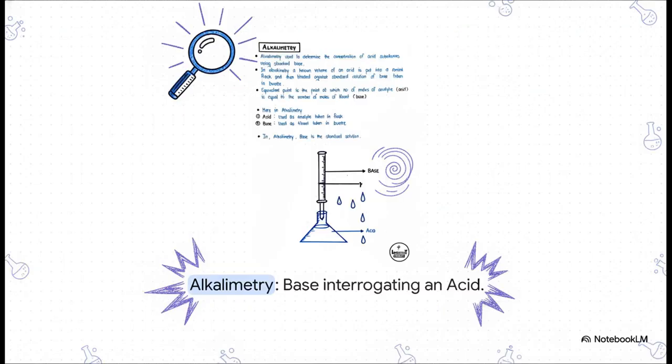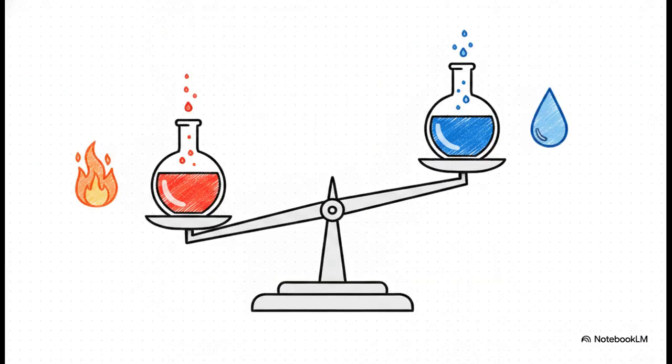But what if our suspect is an acid? Easy. We just flip the script with alkalimetry. Notice how the entire setup is reversed here? Now our interrogator up in the tall burette is a standard base, and it's dripping down into a flask containing an unknown acidic analyte. What's really fascinating about this inverse relationship is honestly how simple it is.